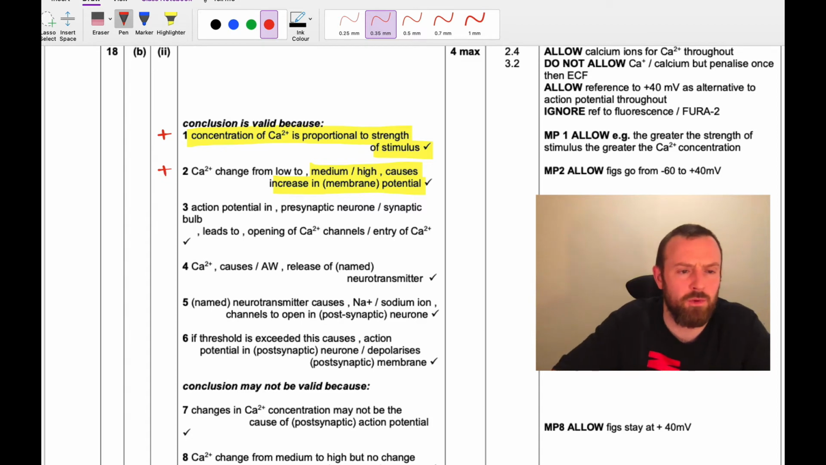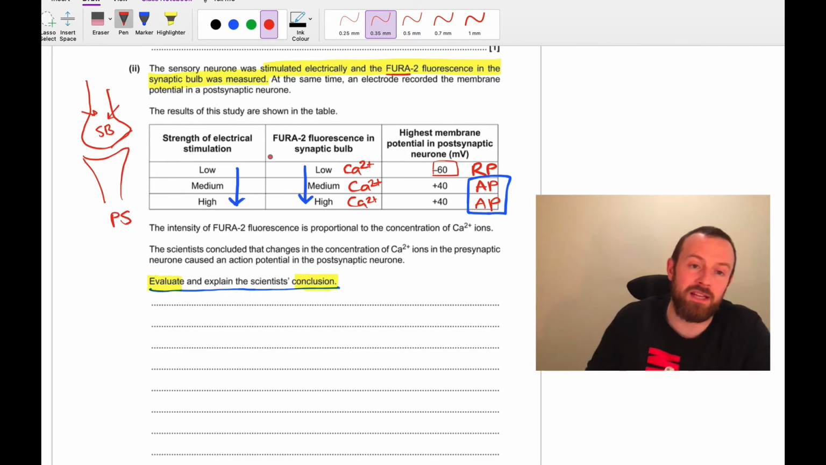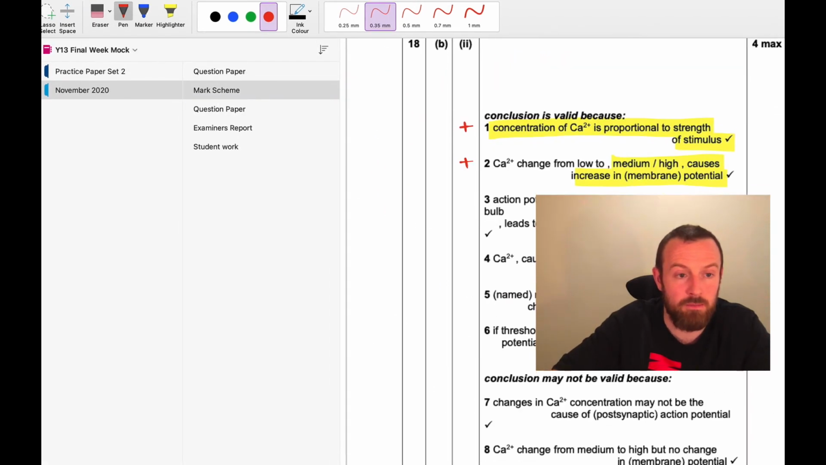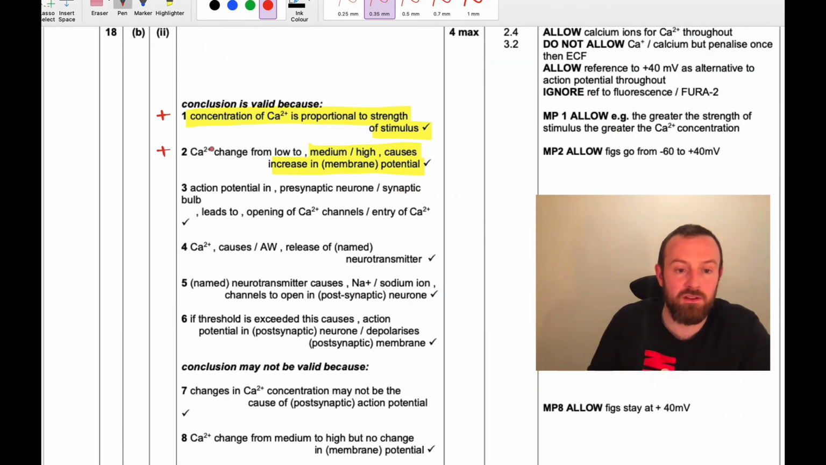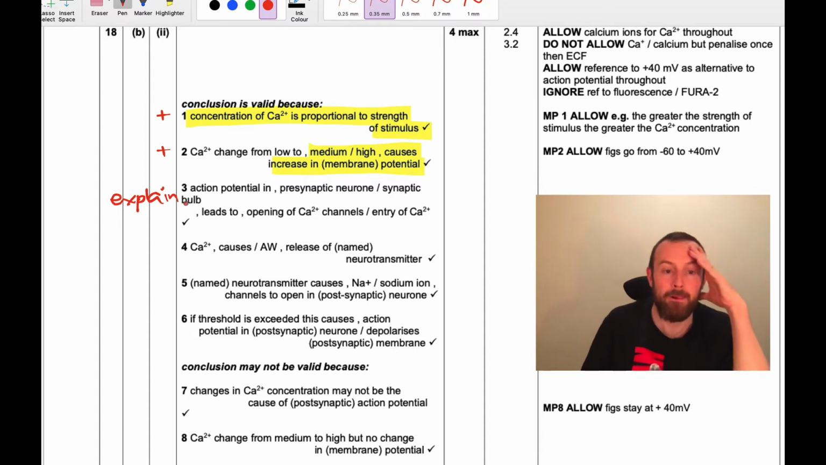Let me just go back to the question for a second, sorry. In the question, it says evaluate and, I almost didn't do this, and explain. So evaluate the conclusion and then explain the conclusion. So if we look at the mark scheme there, these are kind of evaluate parts, and this is explain. Okay, so we evaluate and explain. So this is evaluate, this is explain.